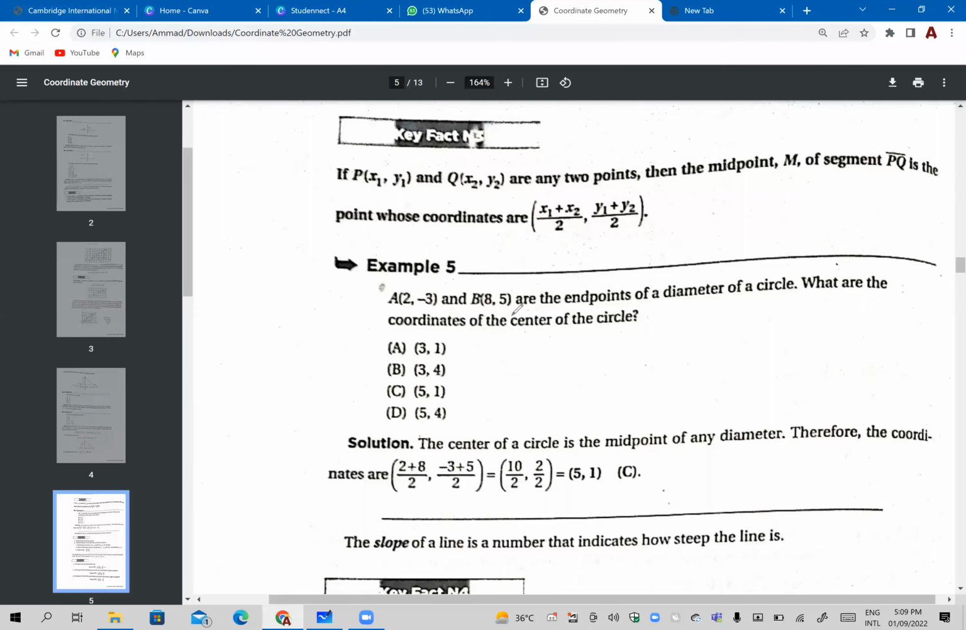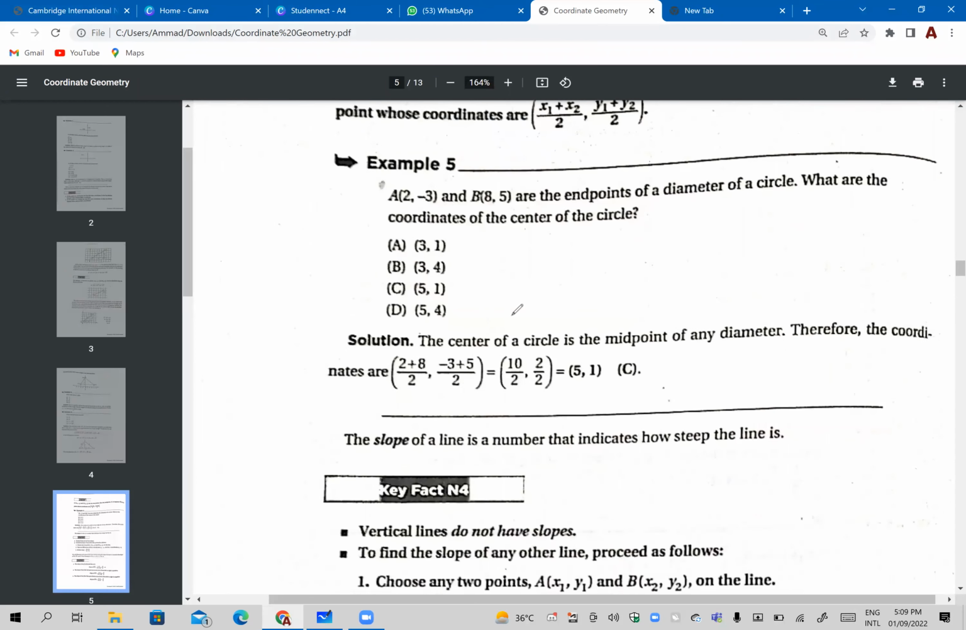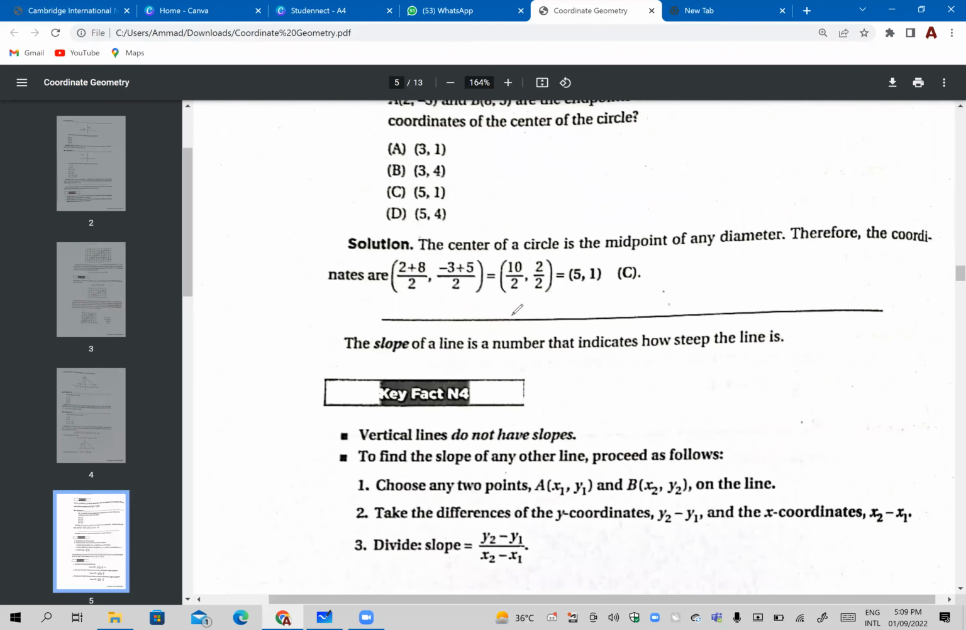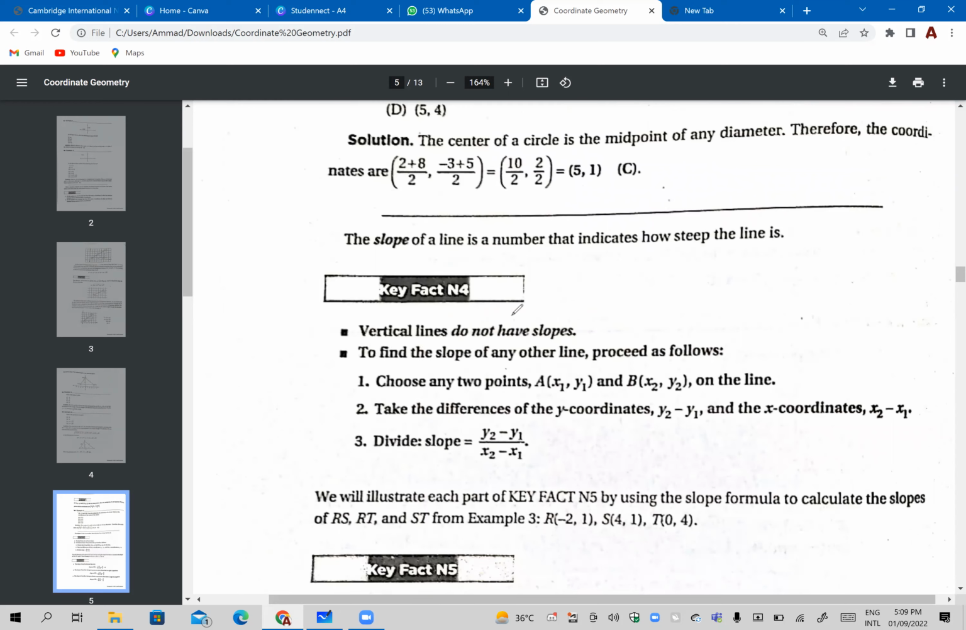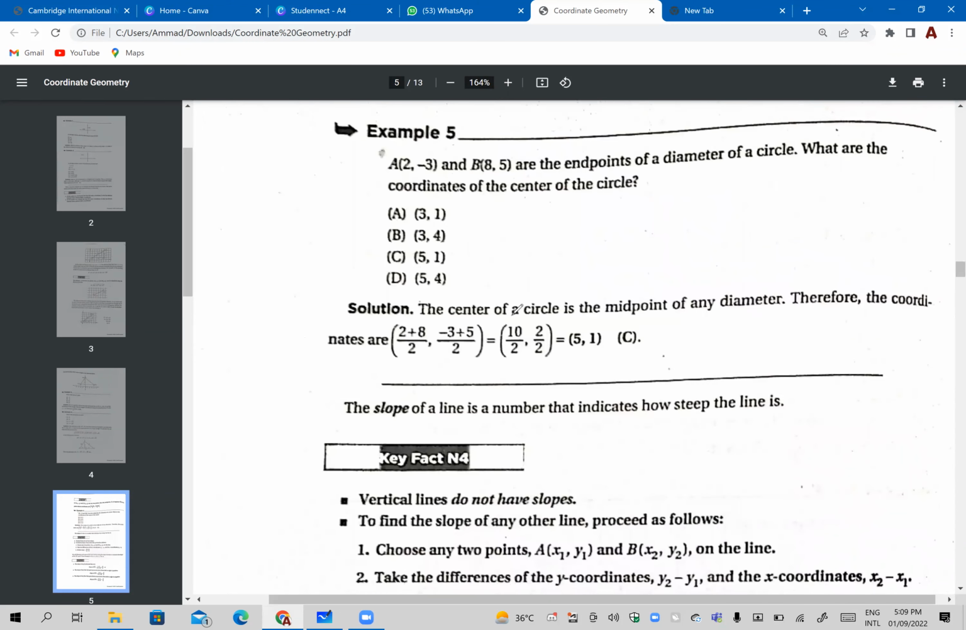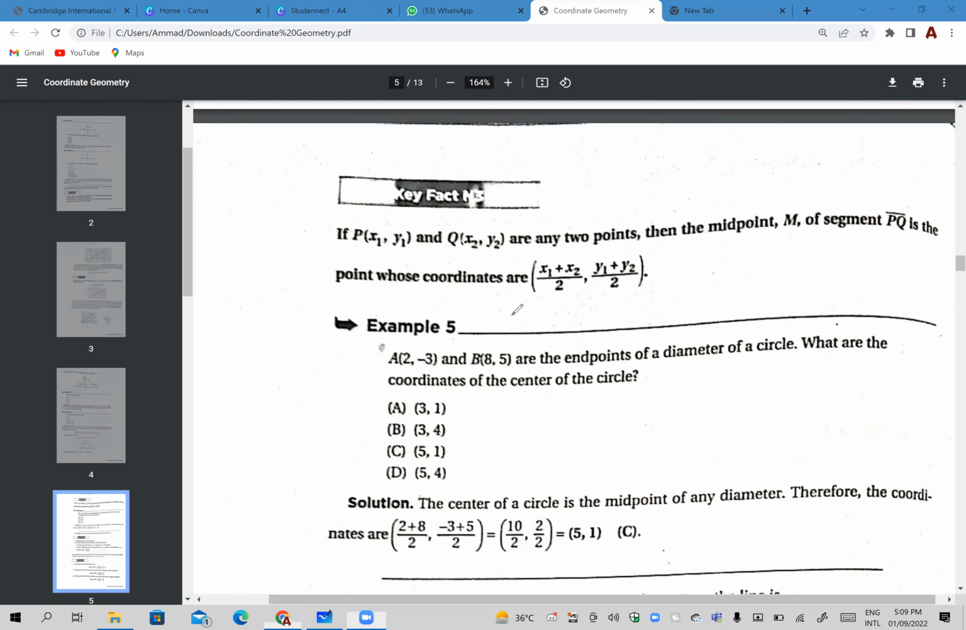Okay, midpoint. Now the concept of midpoint is very simple. It's when you figure out a point exactly in the center of a line. And the formula for midpoint is given on your screen: x1 plus x2 over 2, y1 plus y2 over 2. So you add both the x coordinates and divide by 2. You add both the y coordinates and divide by 2. You get the midpoint. Okay?